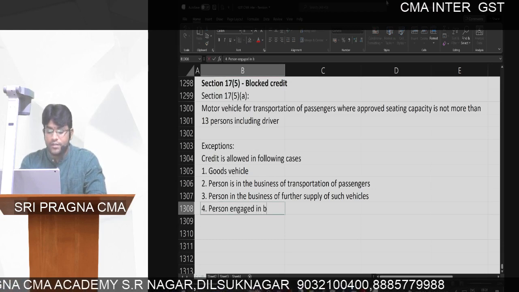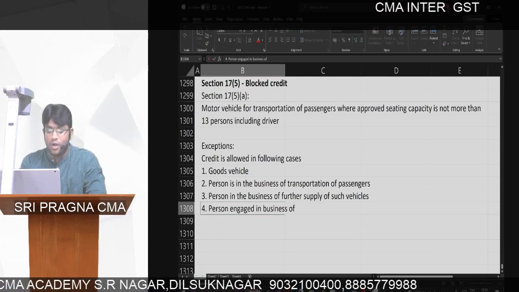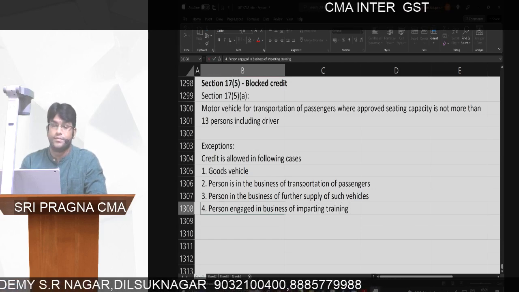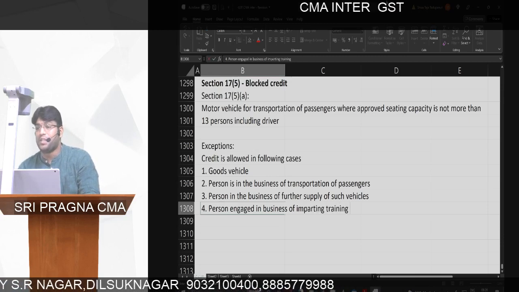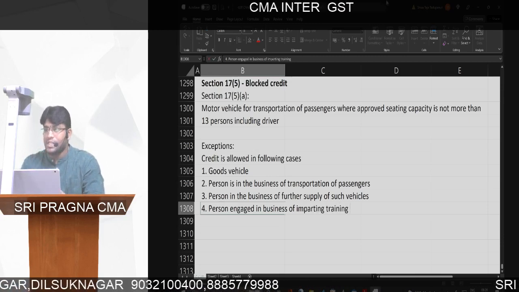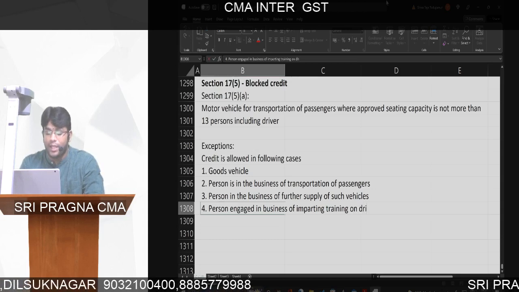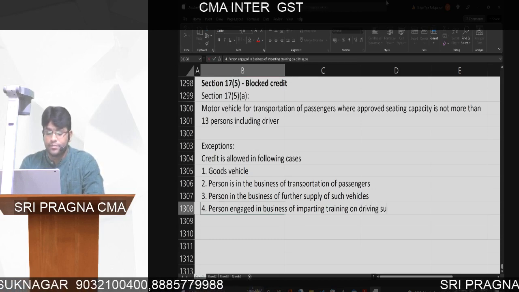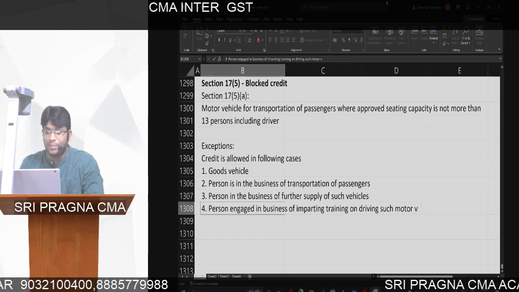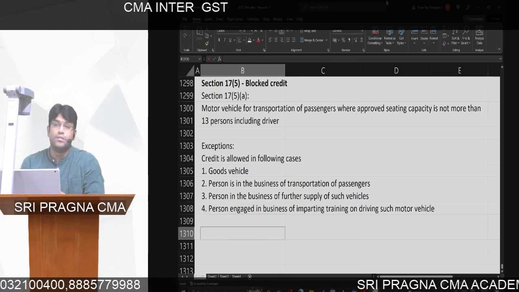Person engaged in business of imparting training. I repeat once again. Last part is what? Person engaged in business of imparting training on driving such motor vehicle. Example, driving school.